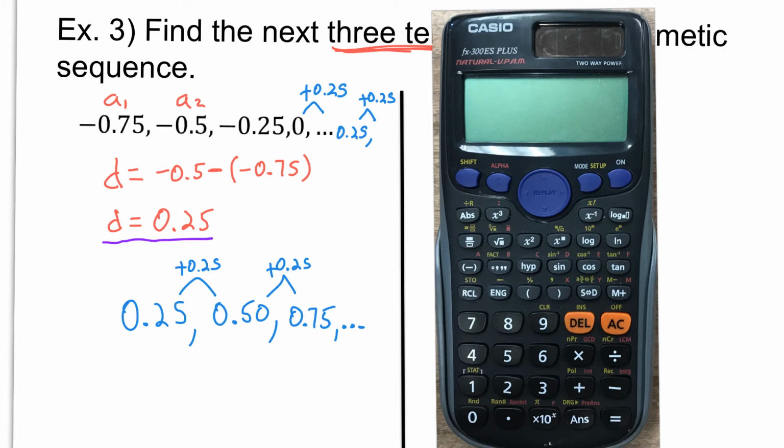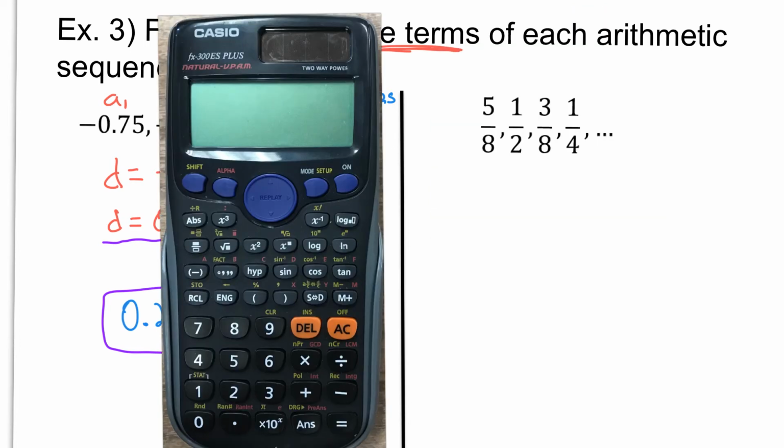So the next three numbers in that sequence are 0.25, 0.5 or 0.50, and 0.75. Right, now the next one, we do have fractions. Now in fractions, it's a little bit hard to see what's going on here, so you guys can use a calculator and just find out what is the common difference, a pattern. Now some of you guys already know what's happening here, but with the calculator, you guys can also find out the pattern. Now let me show you guys with fractions.